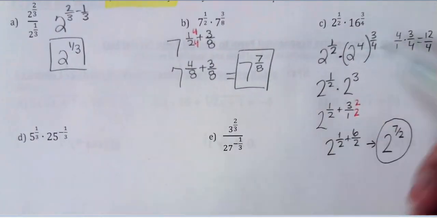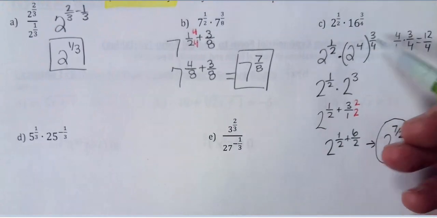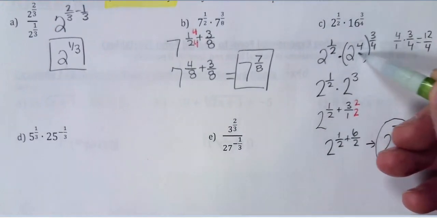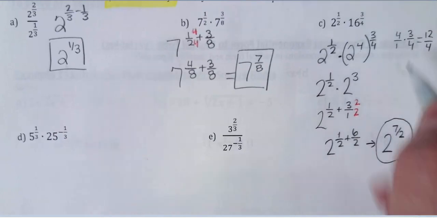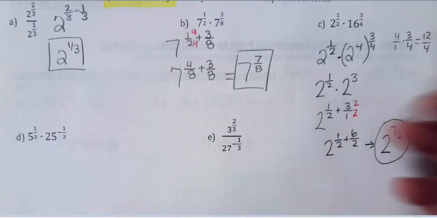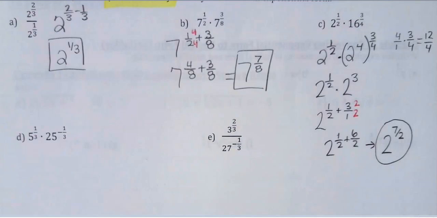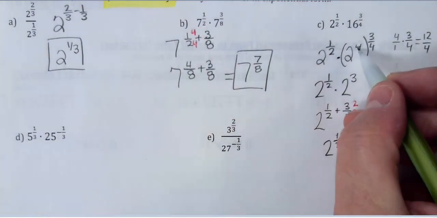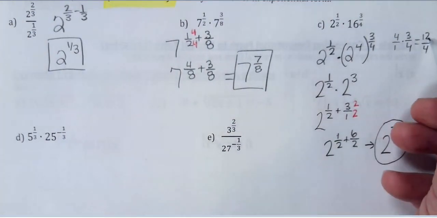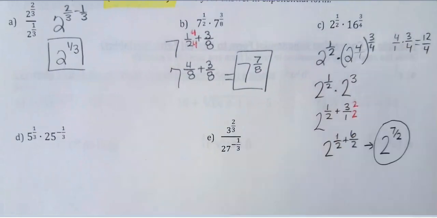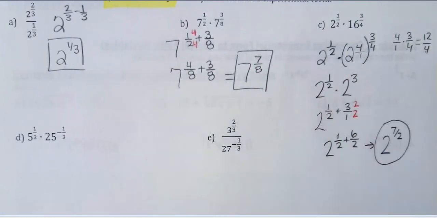Okay, so I did 4 to the 3/4 power. So power to a power, I'm going to multiply those exponents. You don't need a common denominator to multiply, just straight across the top, straight across the bottom. So I did 4 times 3, that gave me 12. And then this would be like 4/1. So it'd be 1 times 4, just be 4. 12 divided by 4. I got that one.